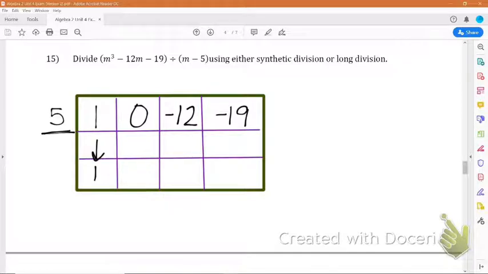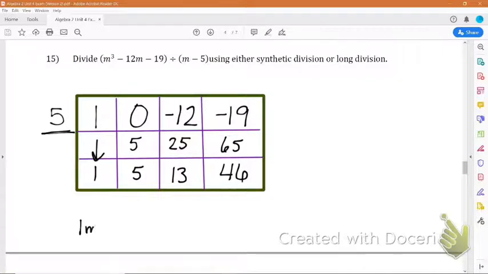I don't know if it really has a name. And then we're going to multiply, add, multiply, add. 1 times 5 is 5. 5 plus 0 is 5. 5 times 5 is 25. 25 minus 12, or negative 12 plus 25, is 13, because the signs are opposite. 13 times 5 is 65. Negative 19 plus 65 is 46. That 46 is my remainder. The other numbers are my new coefficients.